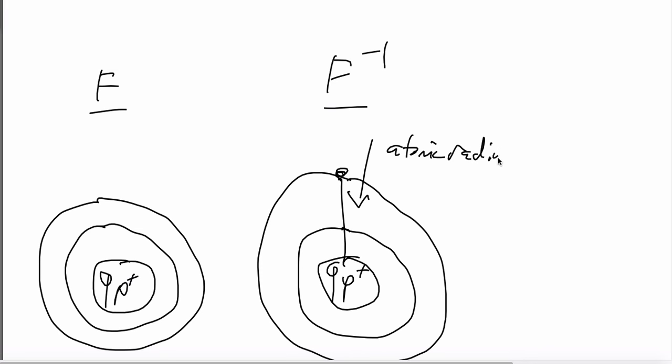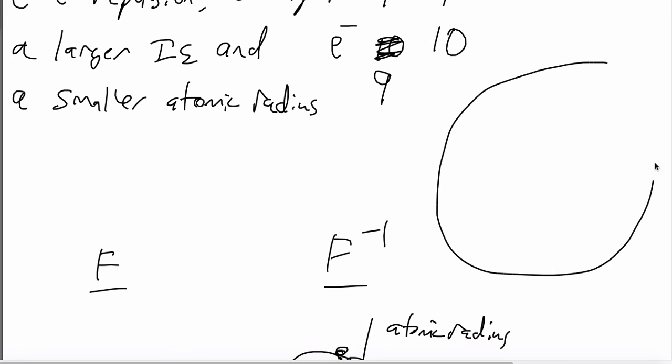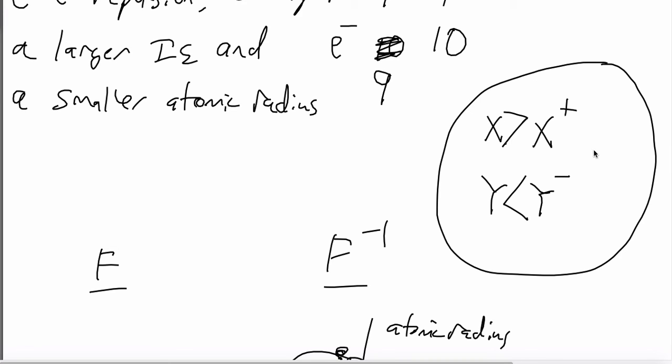A little hint, when you're doing things like this, I'll do a little bubble over here. If you have X and X plus, this always is going to have a higher atomic radius than that. And if you have Y and Y minus, this is always going to have a higher atomic radius than that. And that sometimes is easier. It's easier for people to get at the atomic radius piece because with more electrons, it makes sense that it's larger. And if there's less electrons, it makes sense that it's smaller.